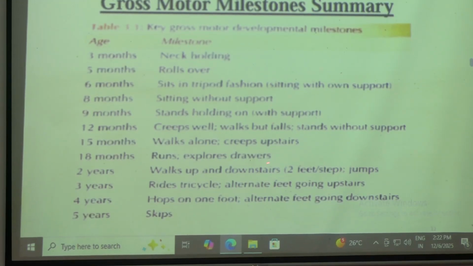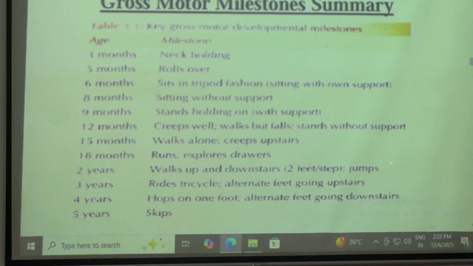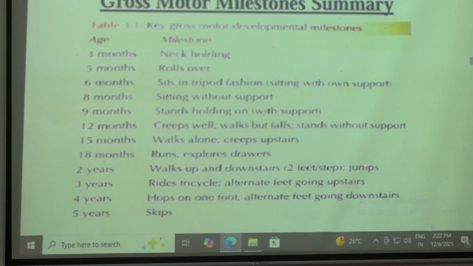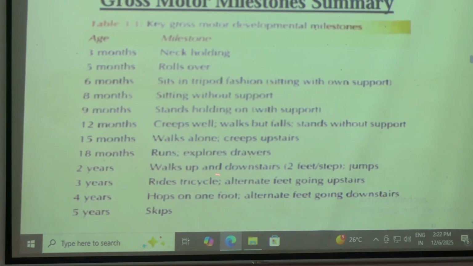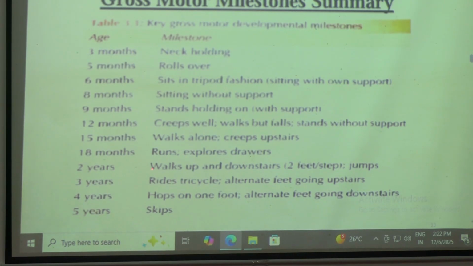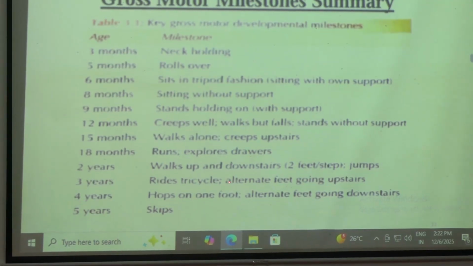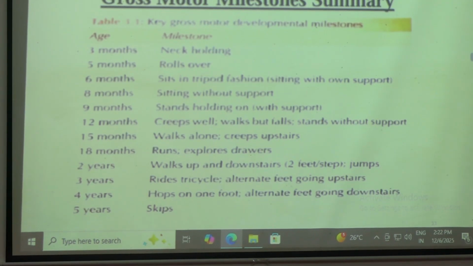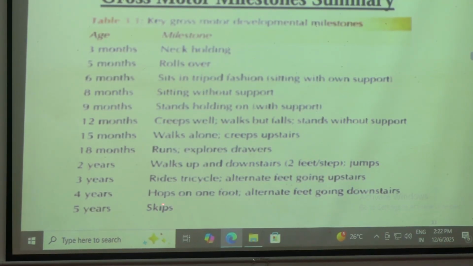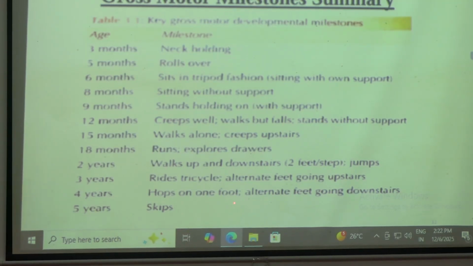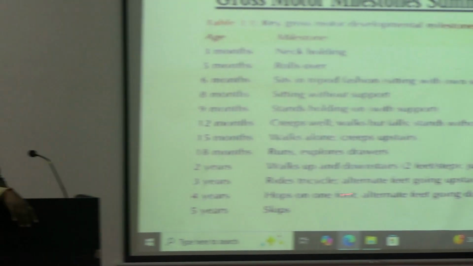2 years, walks up and down, 2 feet on each step, I have told you. And he can jump at that time. A 2 year old boy can jump also. At 3 years, he rides a tricycle. He learns tricycle at 3 years. He alternates feet going upstairs at 3 years. 4 years, hops on 1 foot, alternate feet going downstairs. 5 years, baby skips. Skipping comes at 5 years. You remember this chart. This is the gross motor chart you should remember for evaluating any baby for motor. This will help you. Understand?